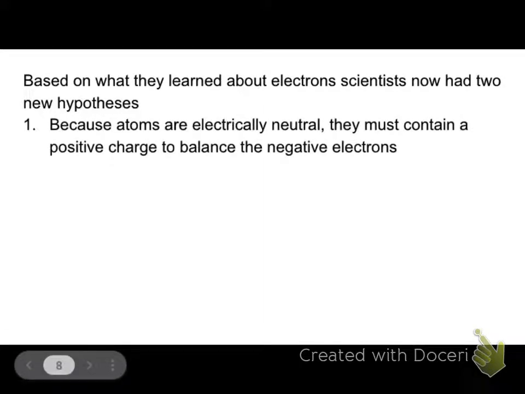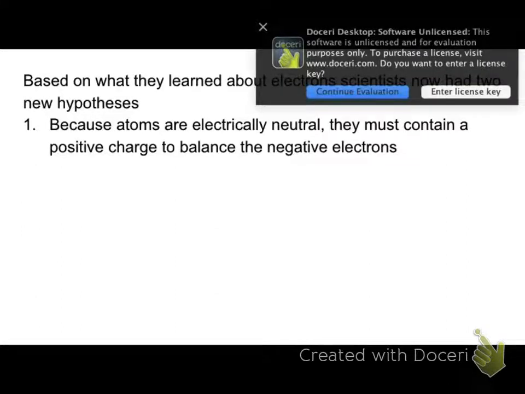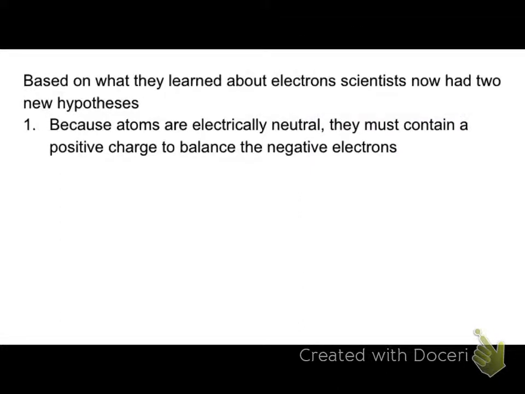One, because atoms are electrically neutral, there must be some positive charge to balance the negative charge of the electron. Okay, so there's got to be other pieces, they're saying. We know atoms usually don't have a charge on them. So if there's an electric charge in there that's negative, then there also has to be a positive one. Otherwise, they would be charged all the time.